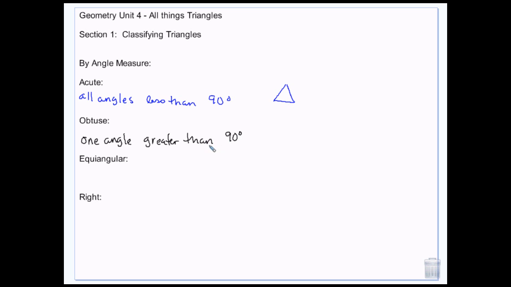And it can only be one angle because a triangle is 180 degrees. So if you have one angle that's greater than 90, there can't be another angle that's also greater than 90. That won't work. And these are the triangles that you see that are kind of, you know, really open. So this angle would be greater than 90.